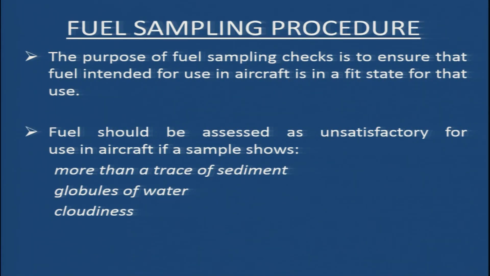The purpose of fuel sampling checks is to ensure that fuel intended for use in aircraft is in a fit state for that use. So, the purpose of the fuel sample is to see that the fuel being used is in a proper condition. Fuels should be assessed as unsatisfactory for use in aircraft if a sample shows more than a trace of sediment, globules of water, or cloudiness. So, in case we find sediment, water traces, or cloudiness, the fuel should be rejected.